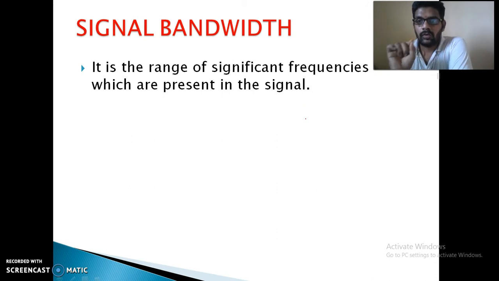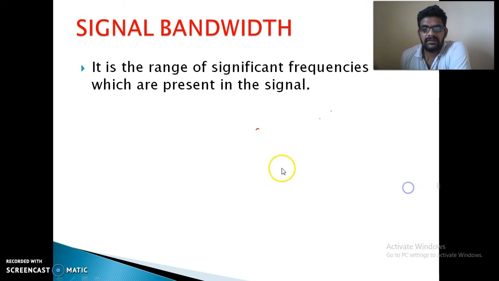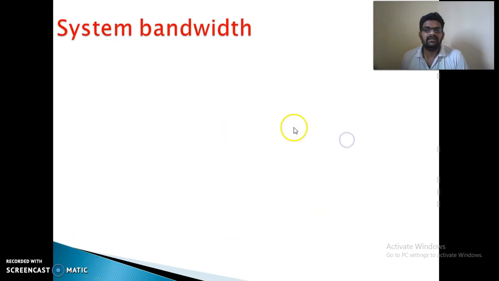Okay, omega naught, 2 omega naught, 3 omega naught, 4 omega naught, 5 omega naught: it consists only of multiples of the fundamental component. They are called higher harmonics. That is called signal bandwidth. Okay, clear? Next, so this is signal bandwidth and system bandwidth.